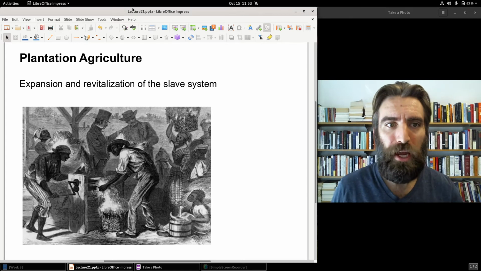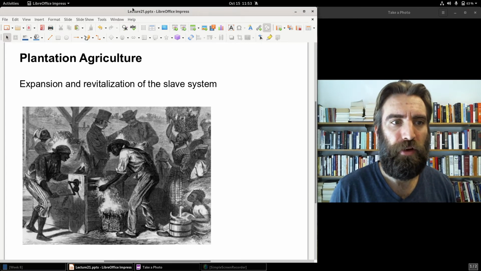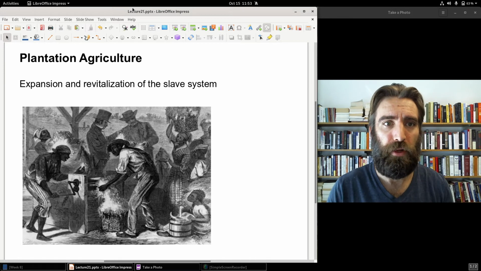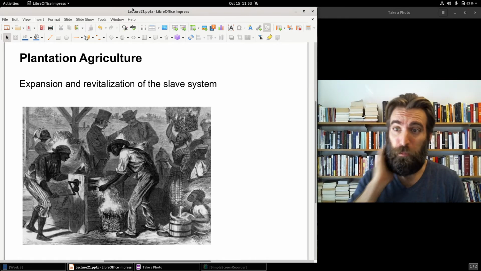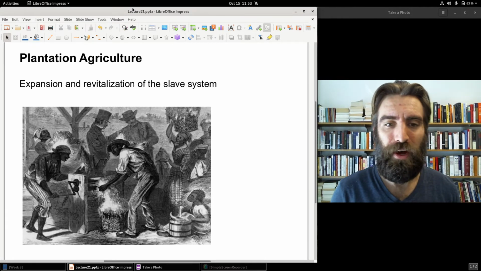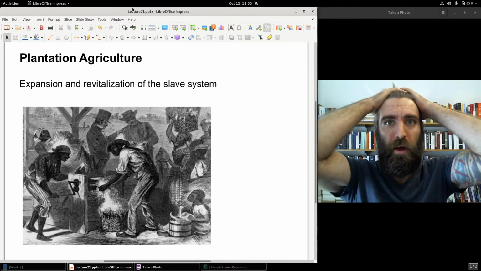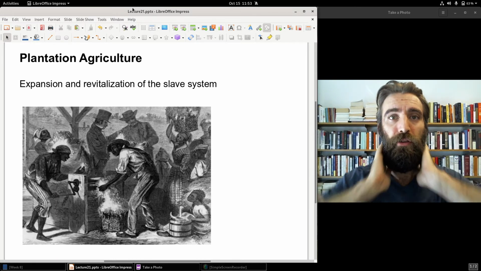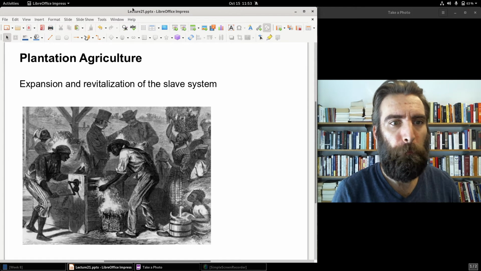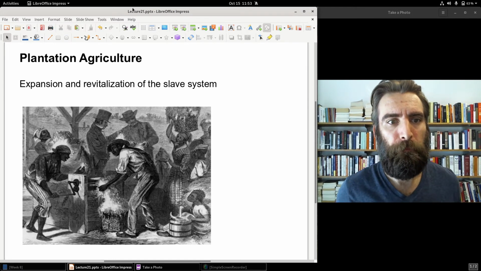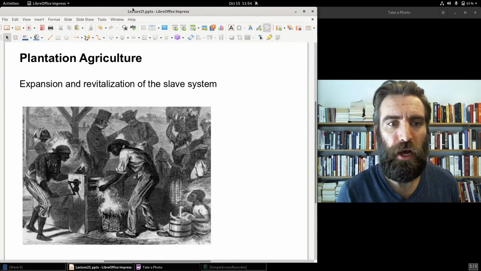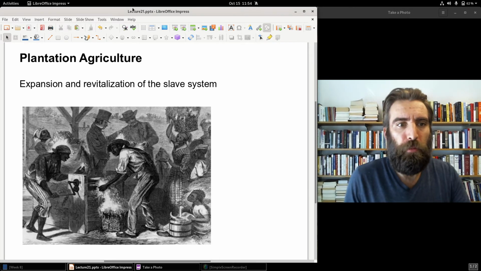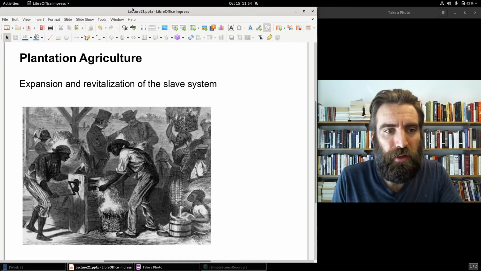Slave markets expand within the United States, and so this is another commercial element, and there's a whole lot of money involved in the slave trade. The banking system gets pretty heavily involved in the slave trade as well, lending money to plantation owners, using slaves as collateral on a loan. So this is also another big element of the commercialization, in this case, in the southern United States.